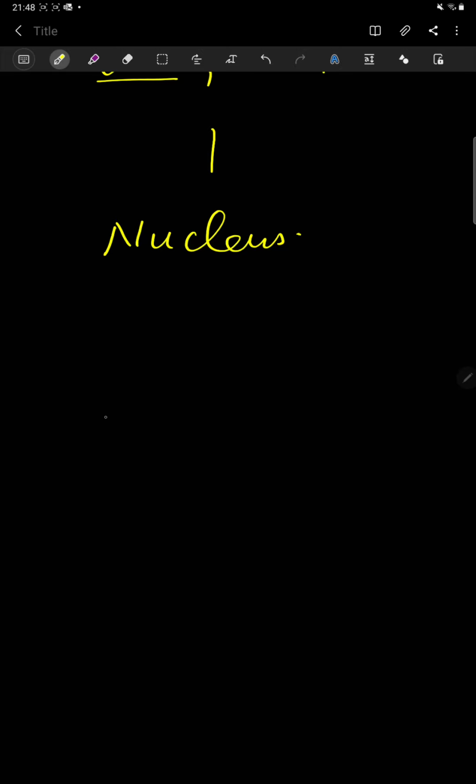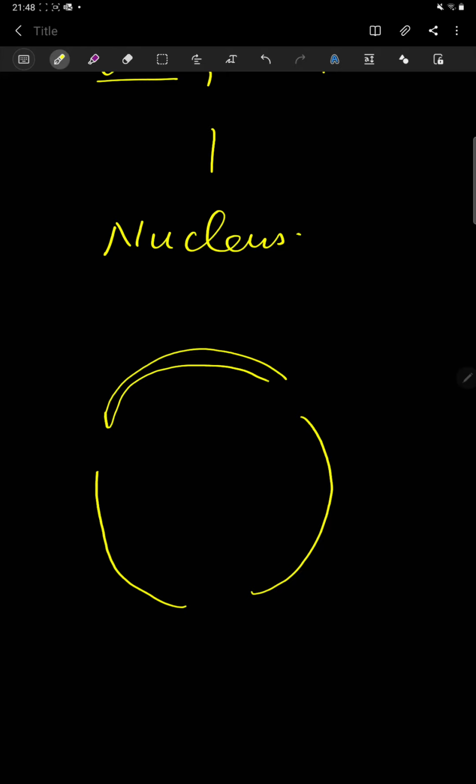Listen here. A single nucleus is surrounded by a double membrane like this one. The nucleus is inside any kind of cell except the prokaryote. The double membrane is this one, and of course the places which are vacant are termed nuclear pores.